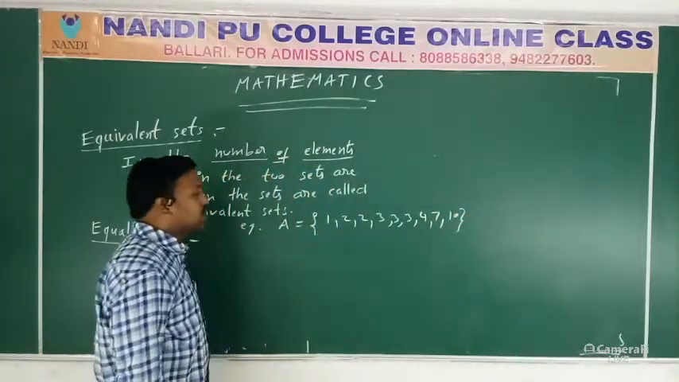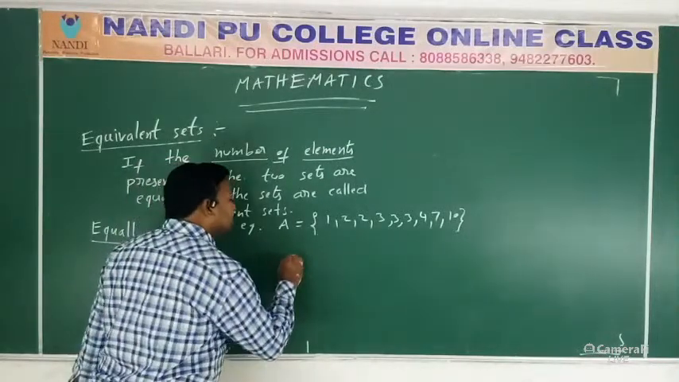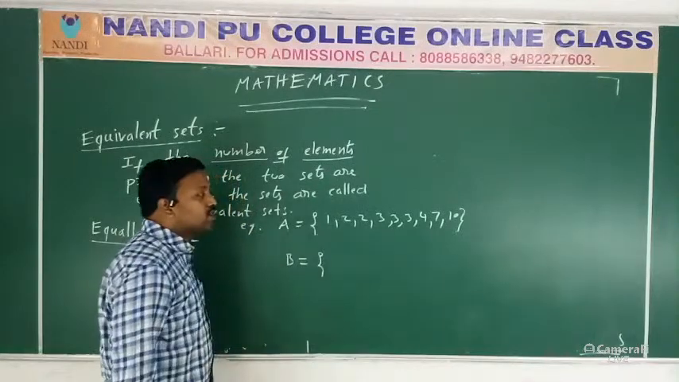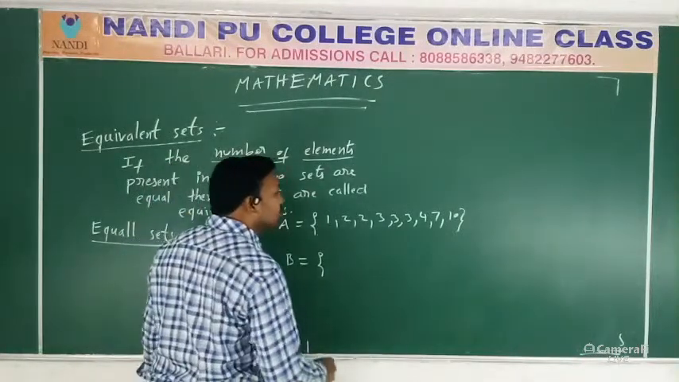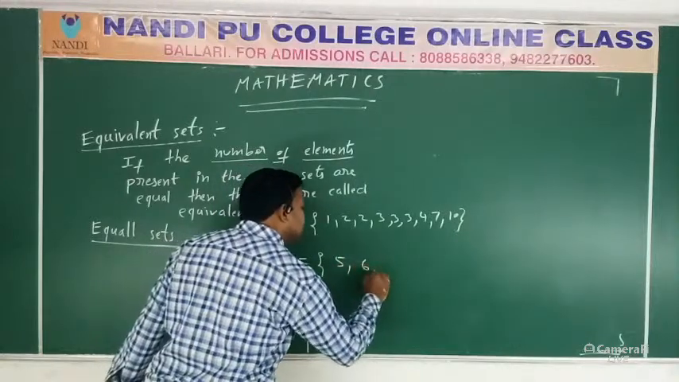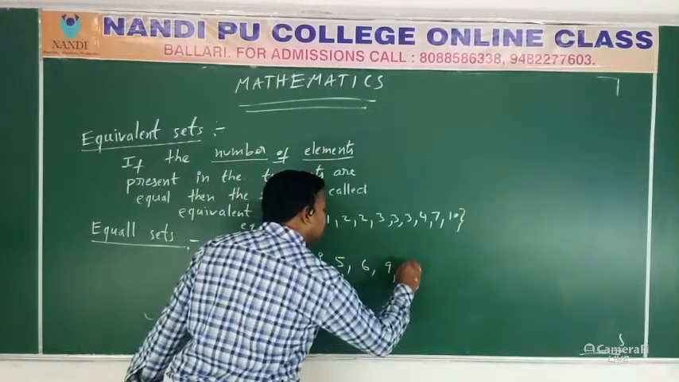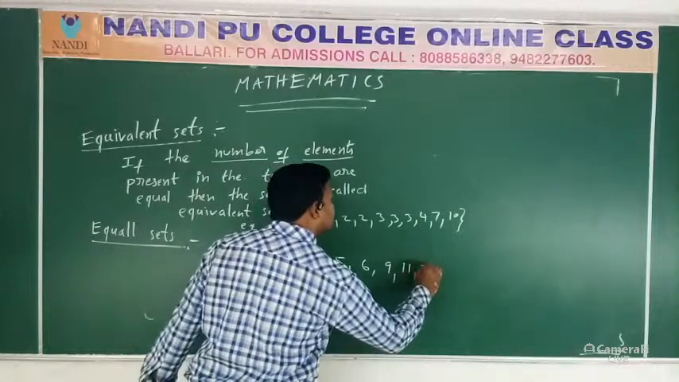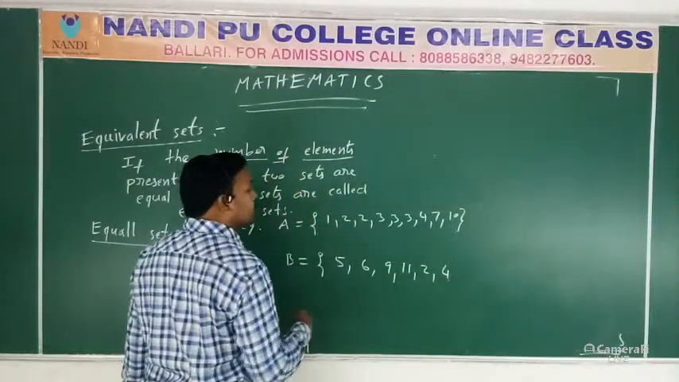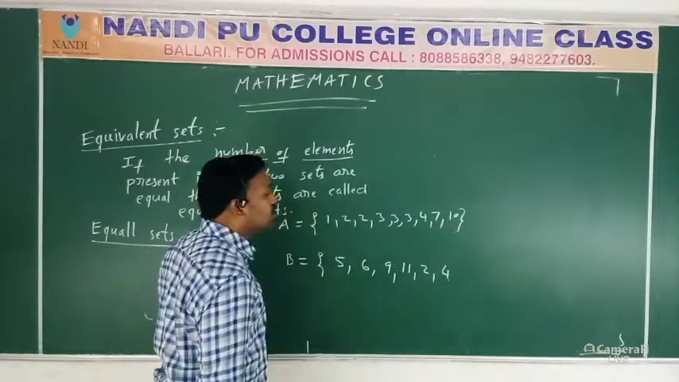Okay, this is one set, and another set I am writing here. B is equal to the set of 5, 6, 9, 11, 2, 4. Right?